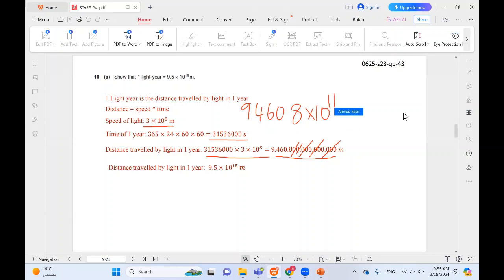Of course, this is not scientific notation because we want to have a decimal after the 9. So we move the decimal 1, 2, 3, 4 places. So we have to add 4 to this power, and it becomes 9.46 times 10 to the power of 15. 9.46 is approximated, of course, to 9.5 times 10 to the power of 15 meters.